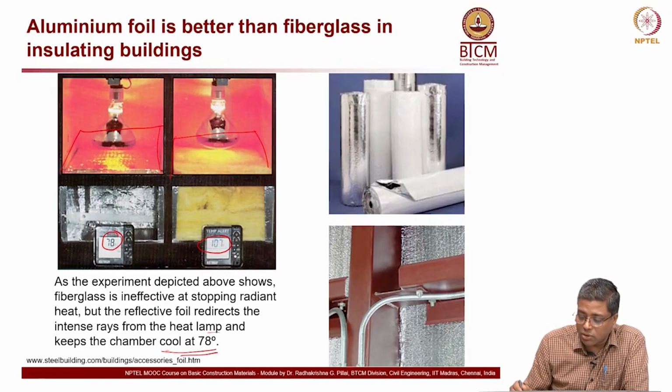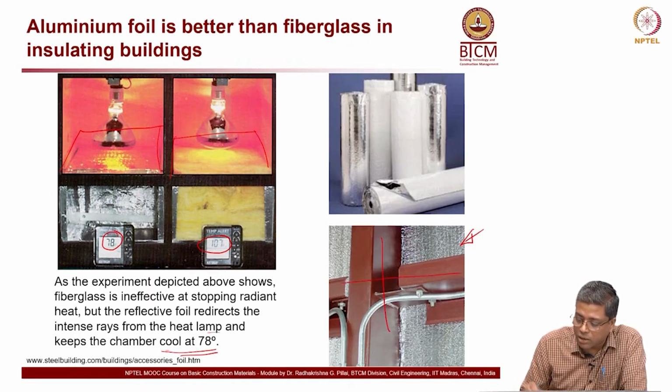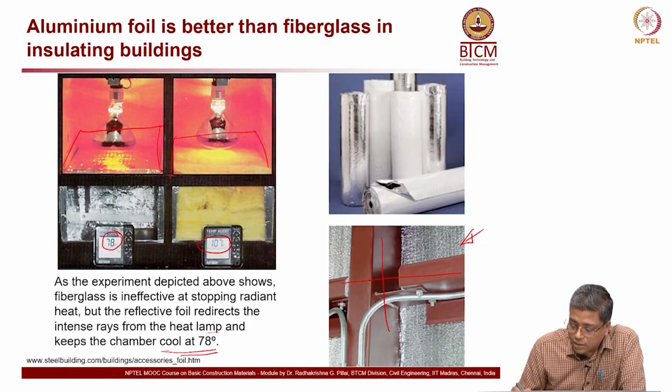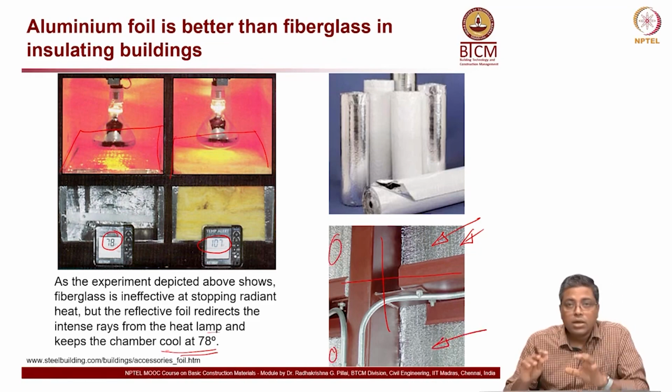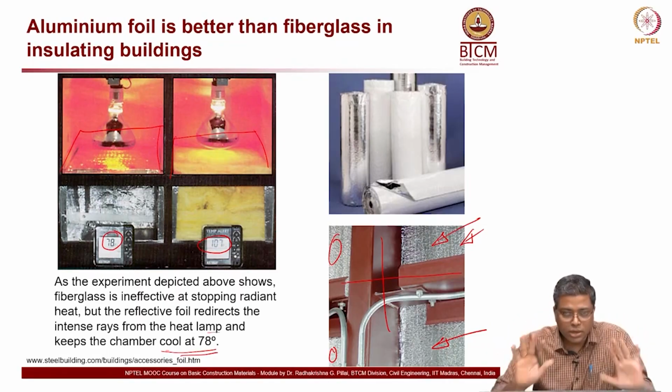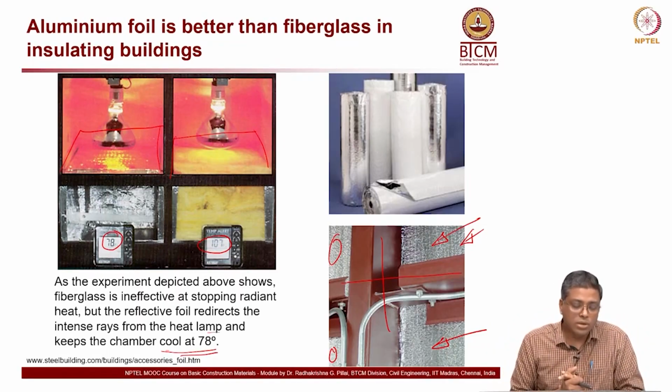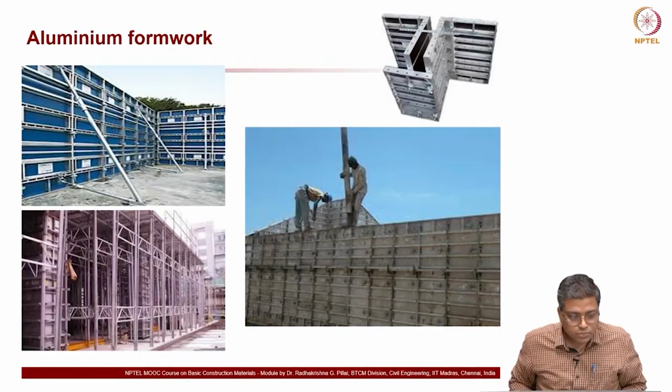So, on the right side you can see a picture, on the bottom right, it is a part of a structure or a building where you can see a column and a beam structure there and the wall element. So, the wall element is actually they are providing an aluminum foil on the wall element, so that the heat does not enter into the building through that wall element.